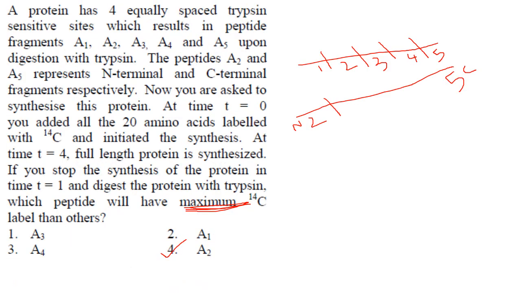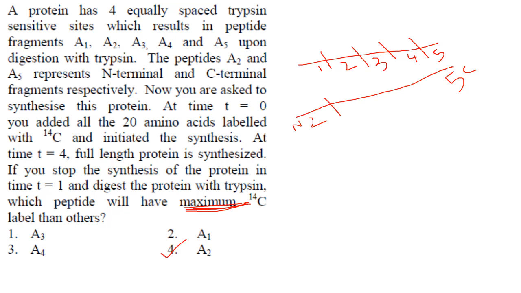Then next one. A protein has 4 equally spaced trypsin sensitive sites. So this is the protein. It has got 4 equally spaced trypsin sensitive sites, 1, 2, 3 and 4, which results in peptide fragments A1, A2, A3, A4 and A5 upon digestion with trypsin. The peptides A2 and A5 represent N terminal and C terminal.